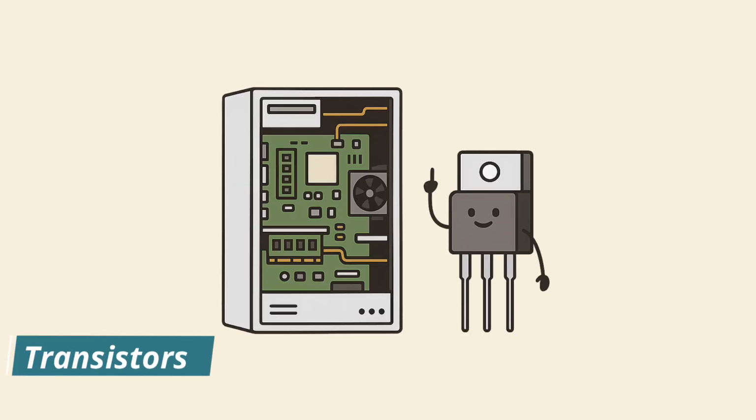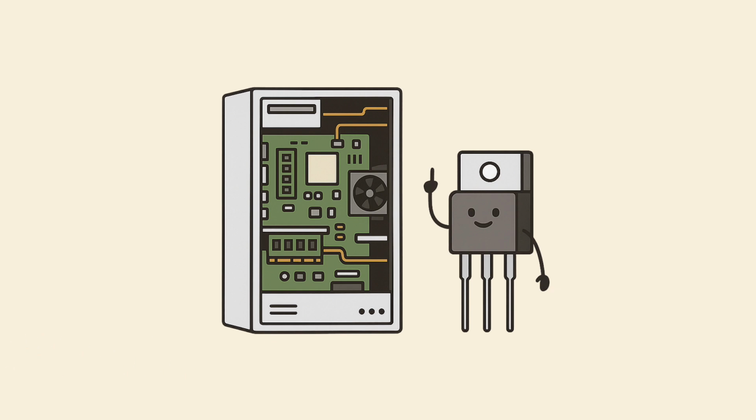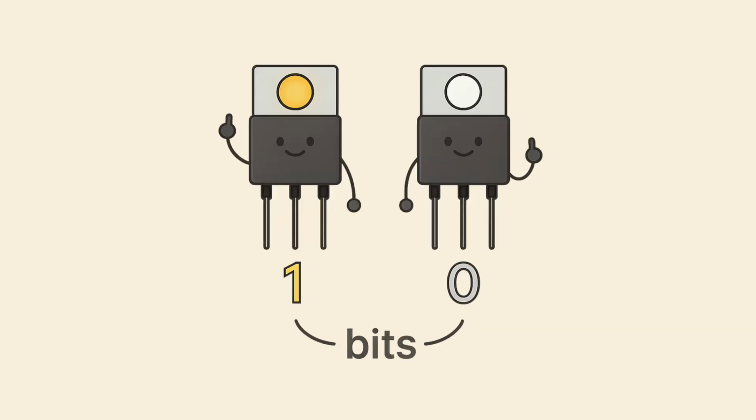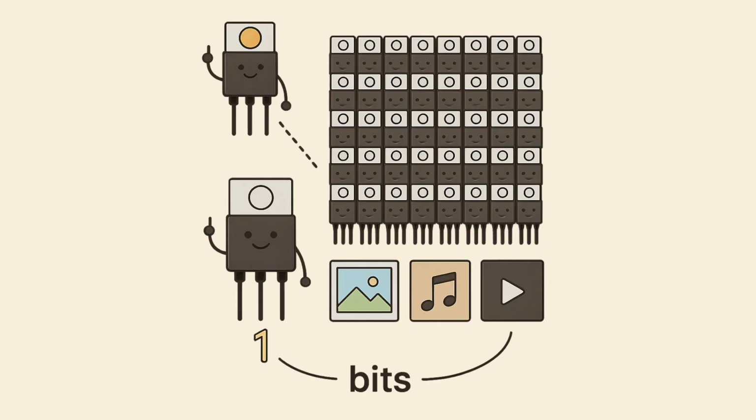Inside every computer, memory begins with something very small. A transistor. Think of a transistor as a tiny switch. It can be on. It can be off. That's all. On means the computer sees a 1. Off means the computer sees a 0. Together, these ones and zeros are called bits. One bit by itself doesn't say much, but when you put billions of them together, they can describe anything. A photo, a song, even this video.